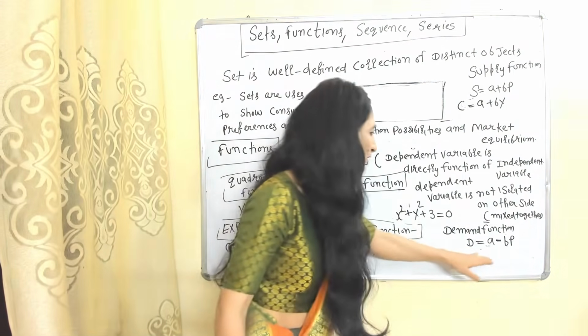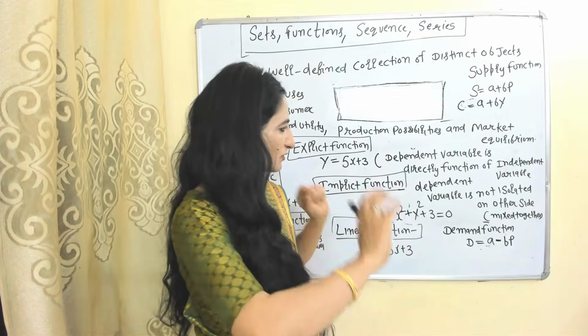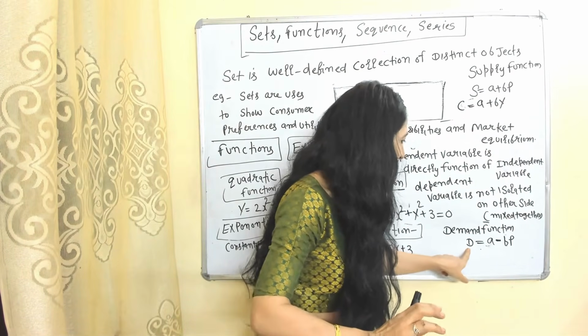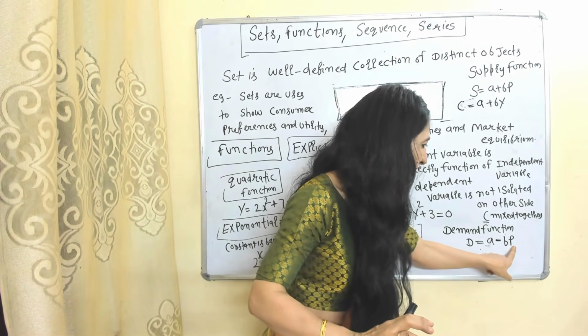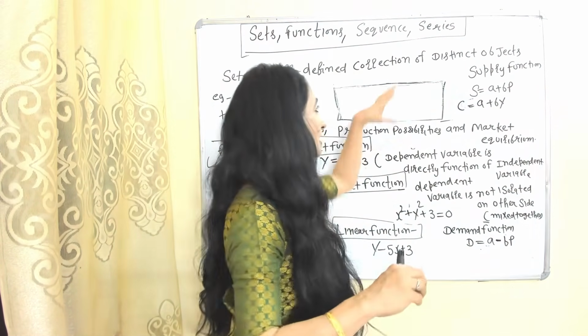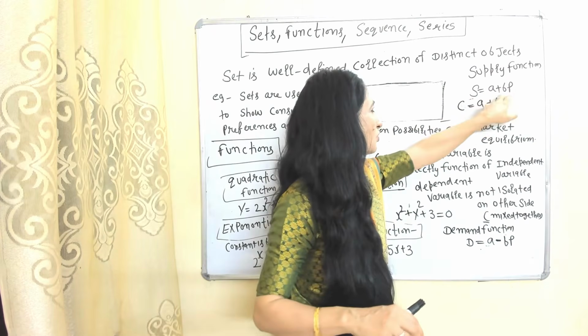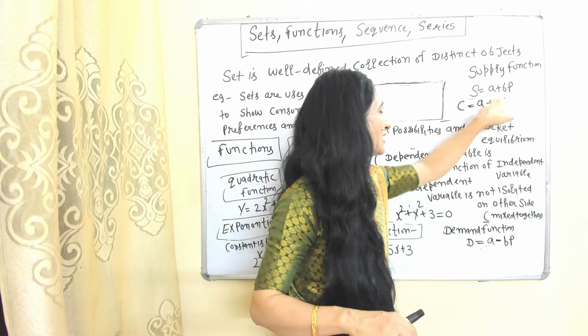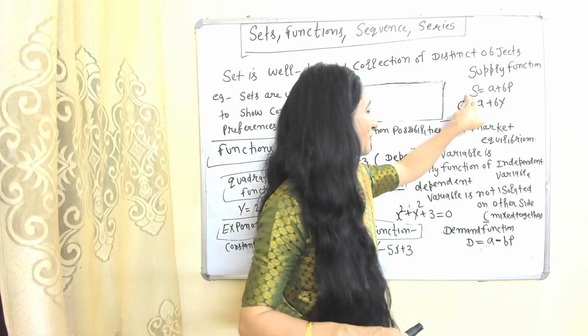Similarly, we have the demand function which shows an inverse relationship between price and demand. Demand is the dependent variable, price is the independent variable. As price increases, demand falls. Similarly, we have the supply function which shows a positive relationship between supply and price. As price increases, supply also increases.